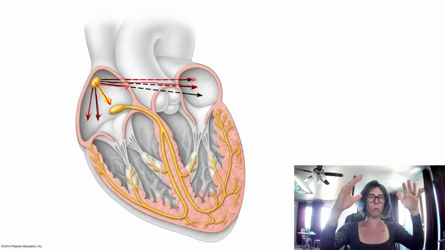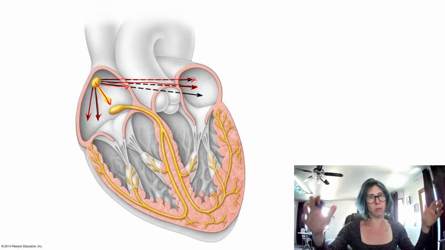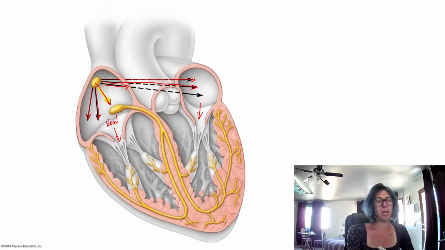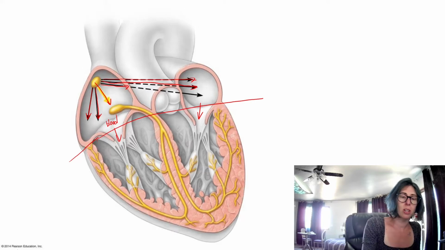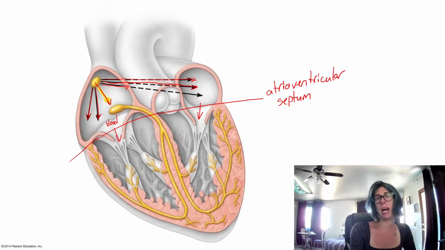The action potential moves in this wave-like fashion from top to bottom of the atria. The contraction starts at the top of the atria and then moves down to the bottom of the atria, and that causes the blood to squeeze downwards because of that contraction. Now, there's this division here called the Atrioventricular Septum. Septum just means divider. Atrioventricular means the divider between the atria and the ventricles. This is an insulator.